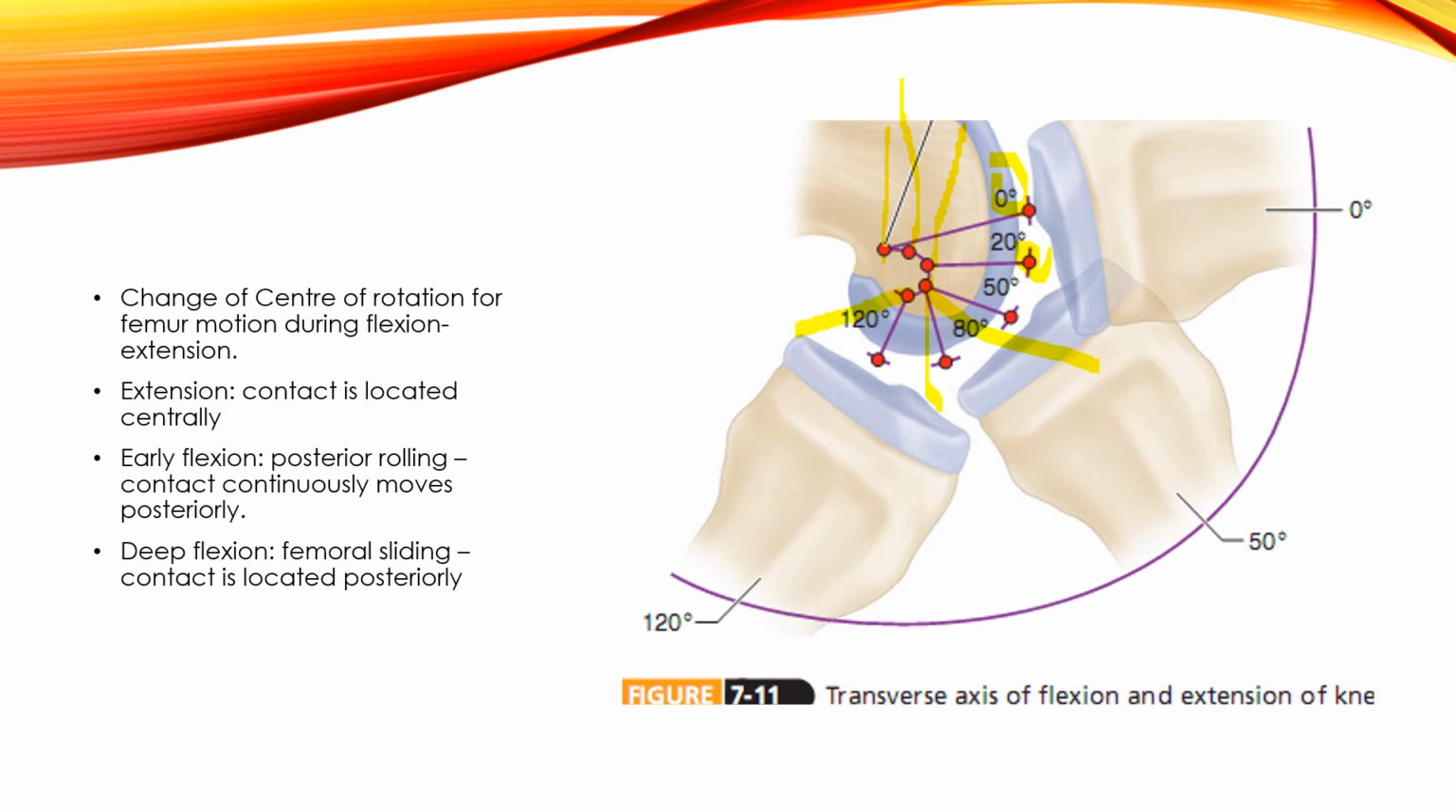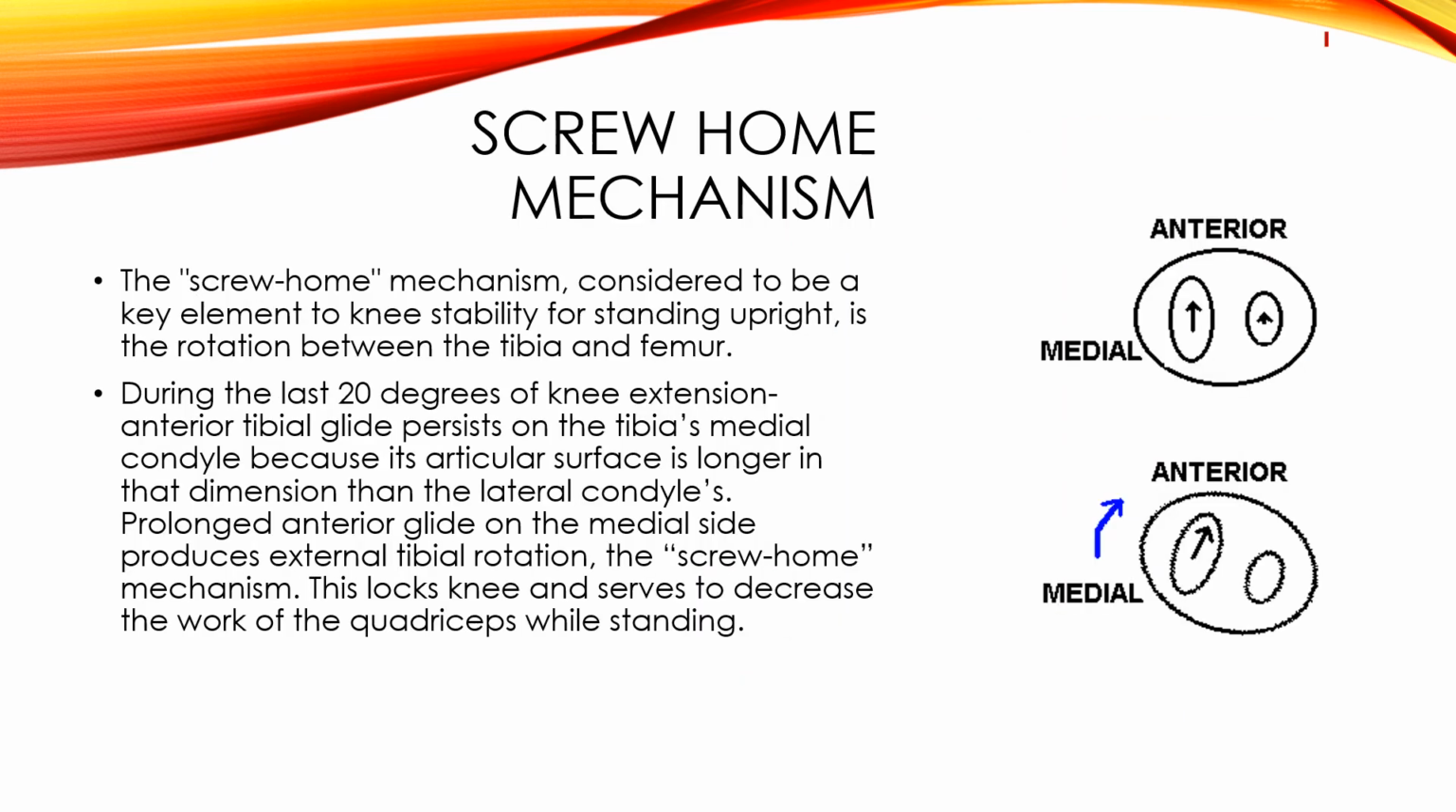So as soon as the knee starts flexing from 0 degrees to 120 degrees, the center of rotation also changes, and this occurs because of posterior rolling also, and this will form a J curve. So it can be represented as a J. You will see a J curve when there is flexion of the knee from extension to flexion. Now we will talk about the screw home mechanism.